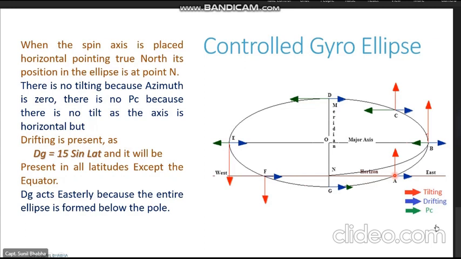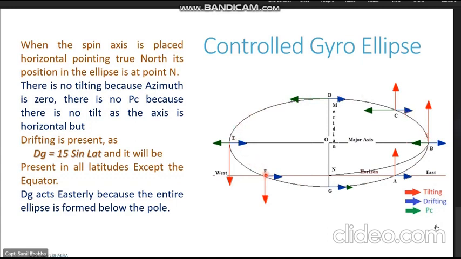At point A, there is no control precession. Easterly drifting and upward tilting takes it above the horizon and further eastwards. As it goes above the horizon further eastward, westerly precession is generated, and at point B, the westerly precession becomes equal and opposite to the easterly drifting. So you can see now, under the balance of these three forces, the spin axis starts to trace this elliptical path.